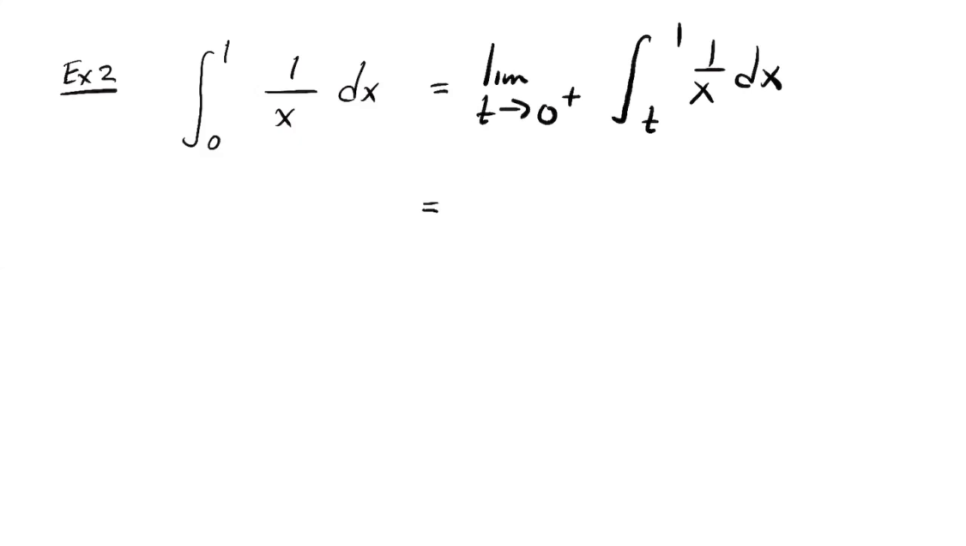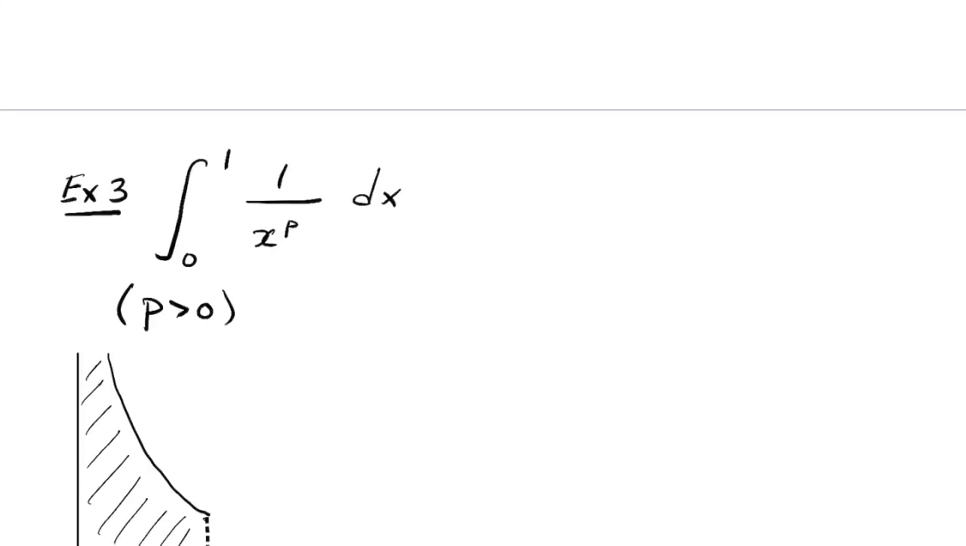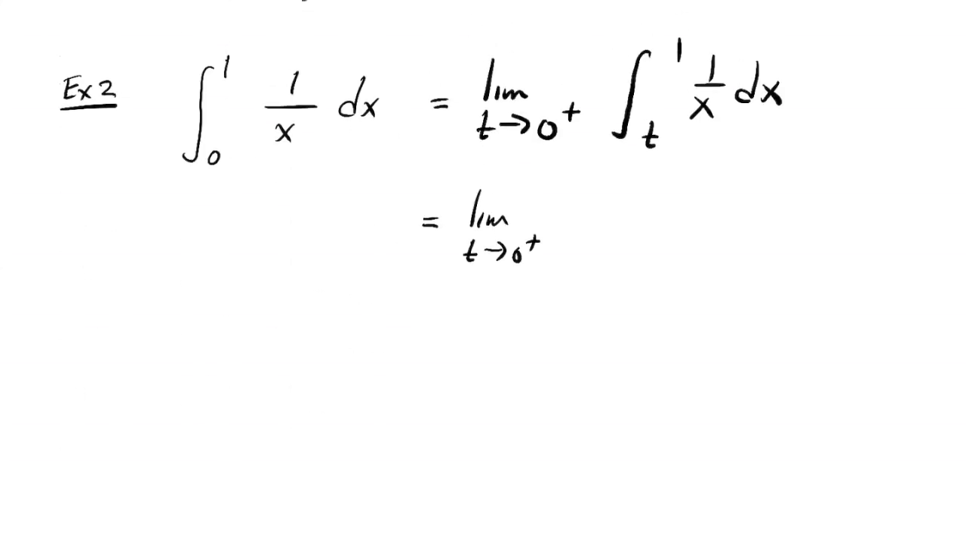So how do we do that? Well, we're going to take the limit as t approaches 0 from the right of the antiderivative evaluated from 1 to t. The antiderivative of 1 over x is log of x. Okay, so that's what I'm plugging in.